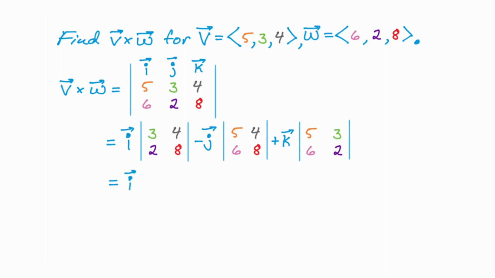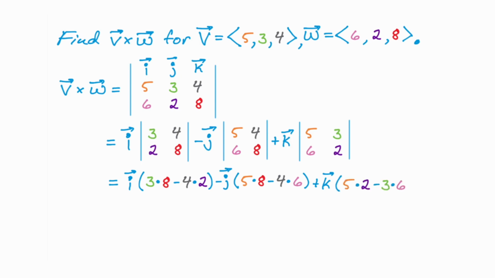So this is going to be equal to I. For this 2x2 determinant, it's going to be 3 times 8, and then minus 2 times 4, minus j. And then 2x2 determinant, it's going to be 5 times 8 minus 6 times 4, and then plus k, and our 2x2 determinant will be 5 times 2 minus 6 times 3.